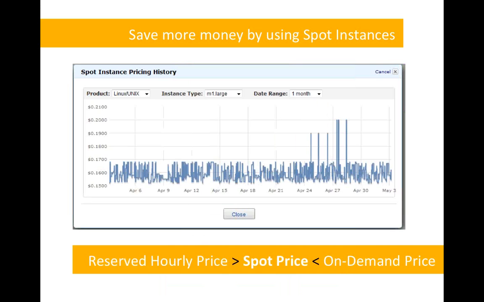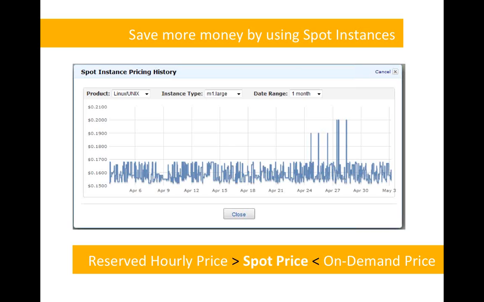So I'll show you an example of the spot market. This is for an M1 large instance. And you can see the spot price actually fluctuating throughout these days. Most of the time you can see it's around 16 cents per hour, but then it even spikes up to 20 cents per hour over time. So this is the spot pricing. Using spot prices together with on-demand and reserved, you can save even more money. Okay?